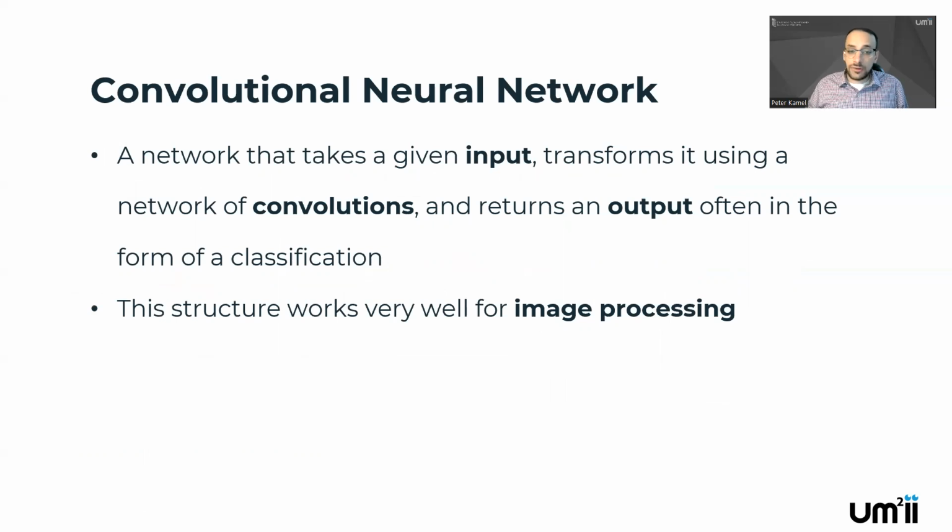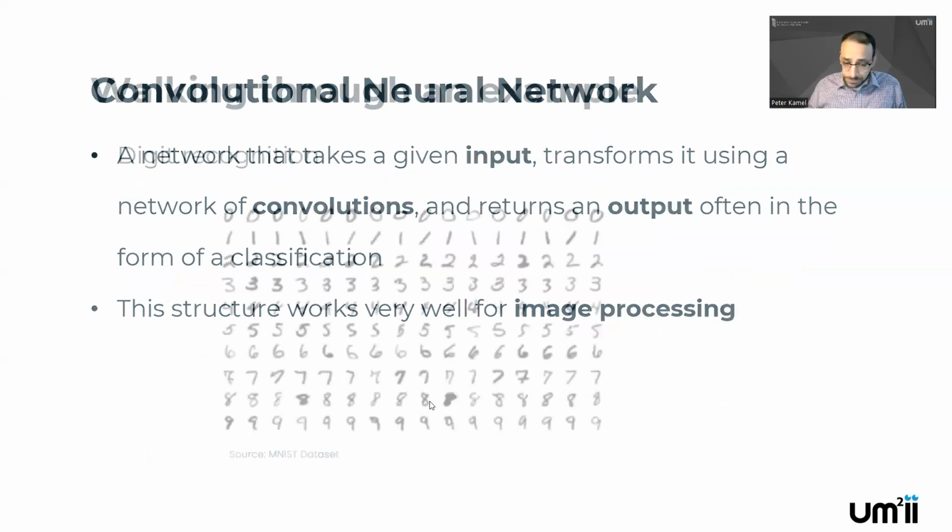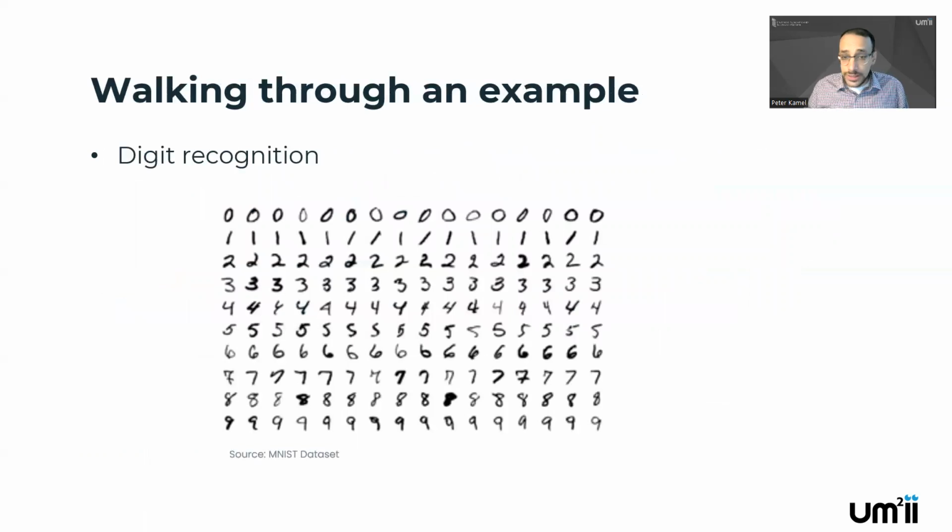Okay, so summarizing, a convolutional neural network is a network that takes a given input, transforms it using a network of convolutions, and returns an output, often in the form of a classification. And like we said earlier, this method works very, very well for image processing, and that's why we talk about it so frequently in radiology and why it's used in all the papers you'll see in machine learning and radiology.